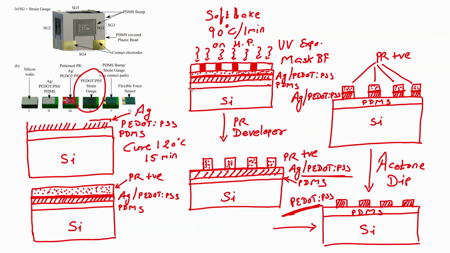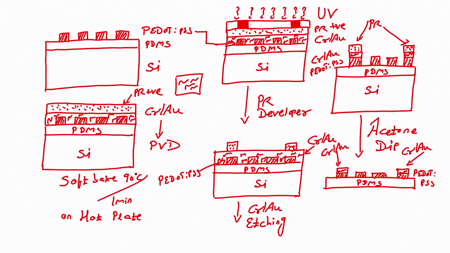Alternatively, as I said, if you do not want to remove PDMS right now, then you can remove it later and keep PDMS on silicon. You do not have to strip off or peel off the PDMS from silicon after this stage, you keep this stage as it is.